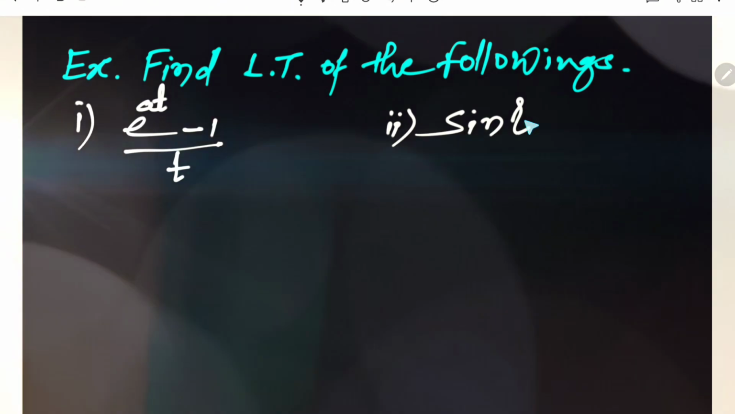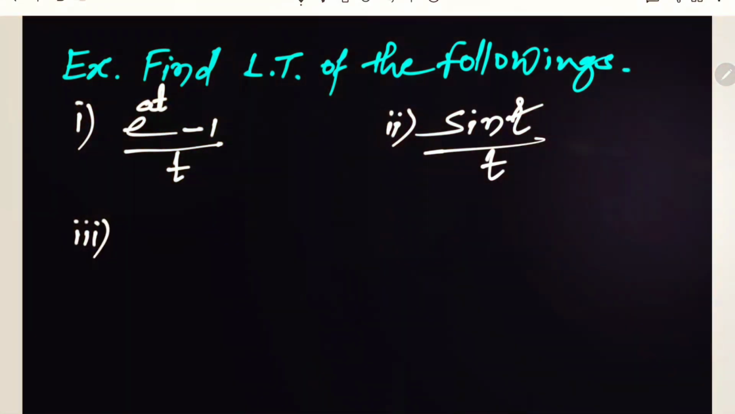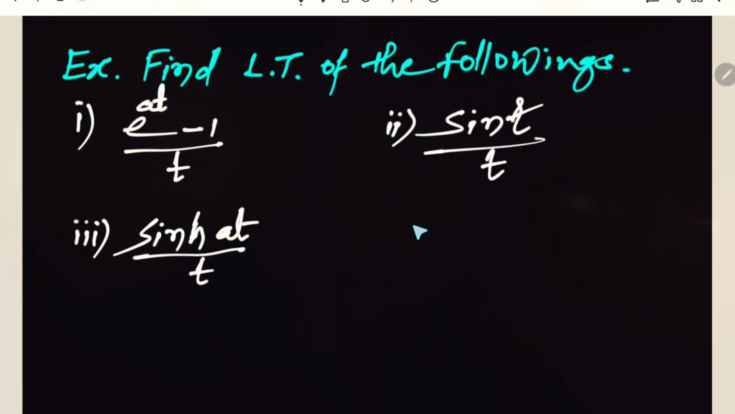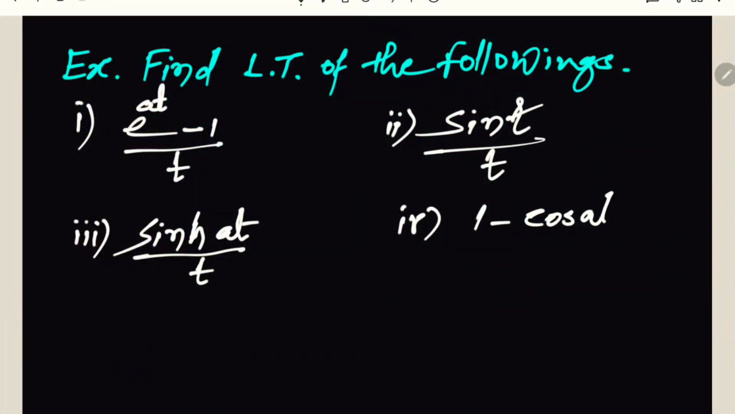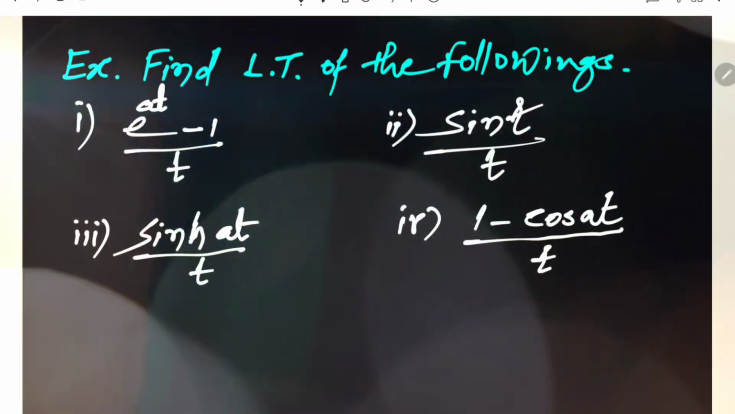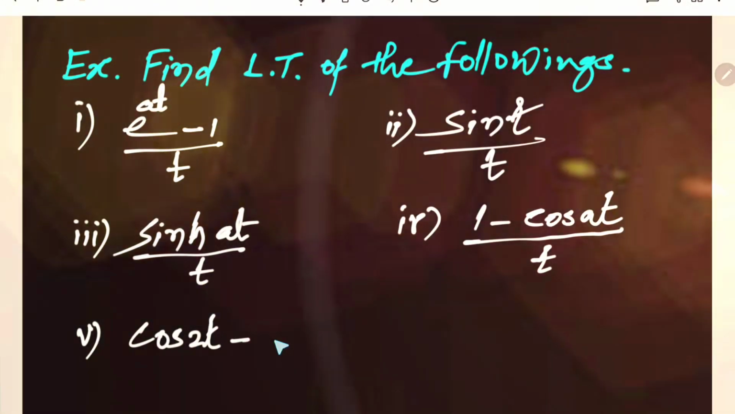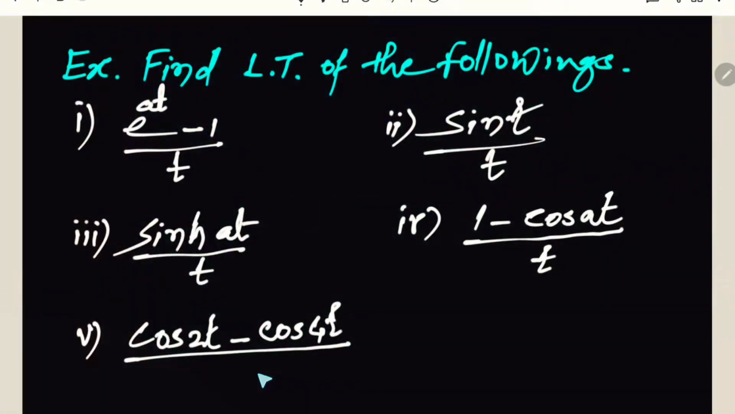The first one, e raised to at minus 1 upon t. Second one, sin t by t, find the Laplace of it. Third, sin hyperbolic at divided by t. A fourth one, 1 minus cos at divided by t. And the fifth one, cos 2t minus cos 4t by t. Therefore, these are the 5 different examples for which we have to obtain the Laplace transform using that division by t theorem.